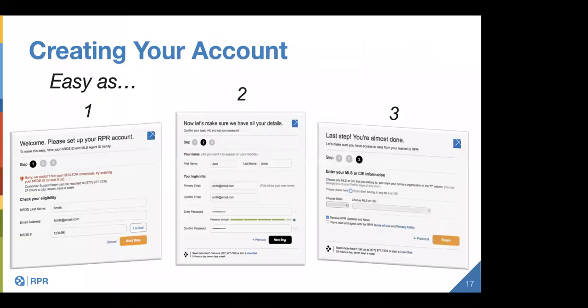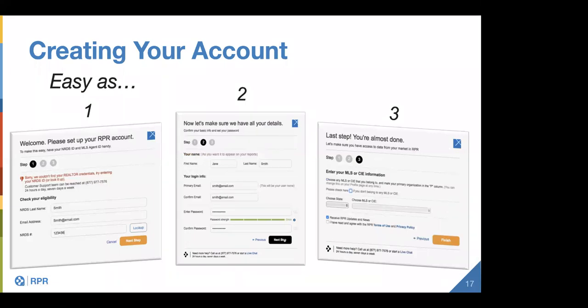So getting started, I imagine a lot of y'all probably already have your account set up, but just in case there's some of you that are maybe new to RPR, it's really easy. You just go to narrpr.com, click on the sign up button, and it'll ask you for your NRDS last name, your email address, and then of course your NRDS number. If you don't have that, we'll have a lookup function for you so we can help you get that set up.